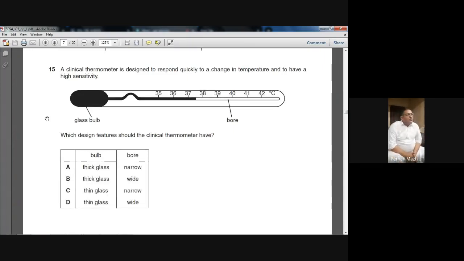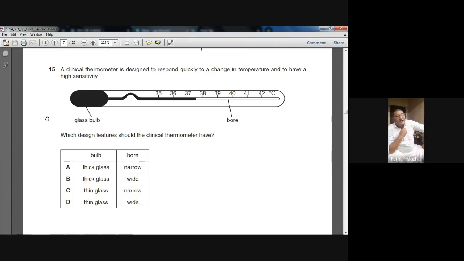This is summer 2003, question number 15. A clinical thermometer is designed to respond quickly to a change in temperature and to have a high sensitivity. Which design feature should the clinical thermometer have? To respond quickly, the bulb should have a very thin glass. Yes, sir. Bulb should be thin and bore should be narrow.